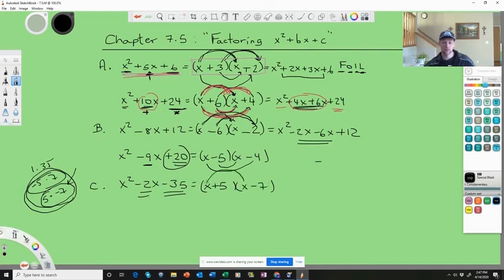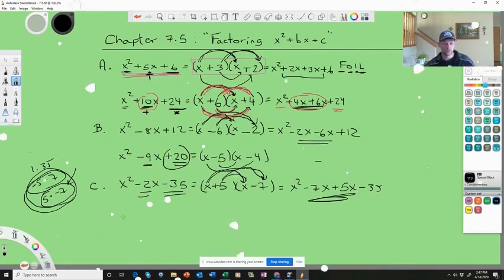I'm going to check this one just for good measure. So there's your x squared. There's your negative 7x. There's your 5x. And there's your negative 35. Those guys add up to negative 2x.